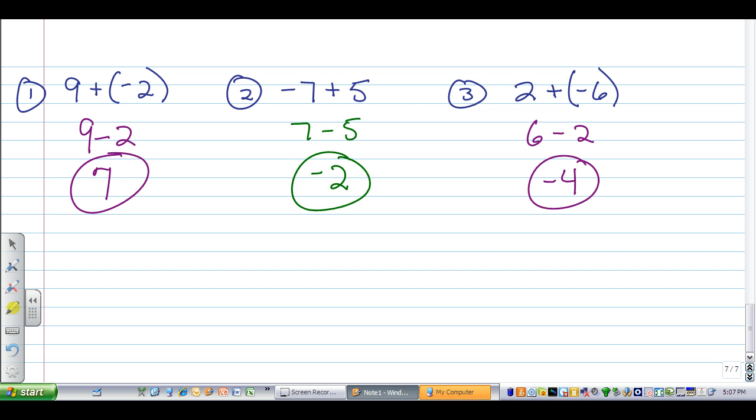All right, the answer to number 1 is a positive 7. The reason why? Because 9 has a higher absolute value, so that's why this is a positive answer. The next answer is a negative 2. It's negative because negative 7 has a higher absolute value. And the final answer, number 3, is negative 4 because the negative 6 has the higher absolute value.